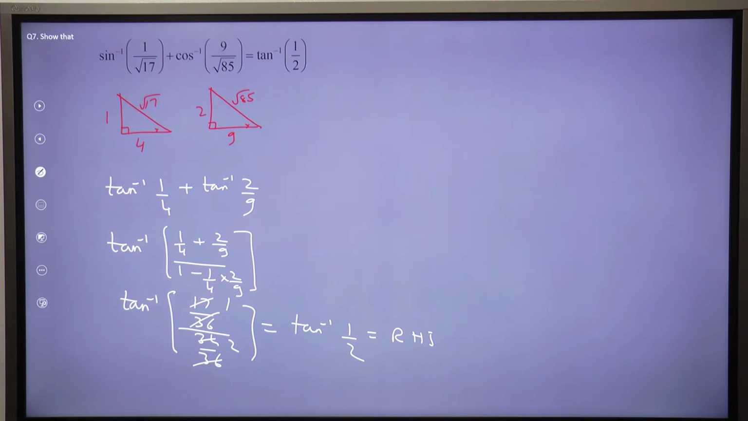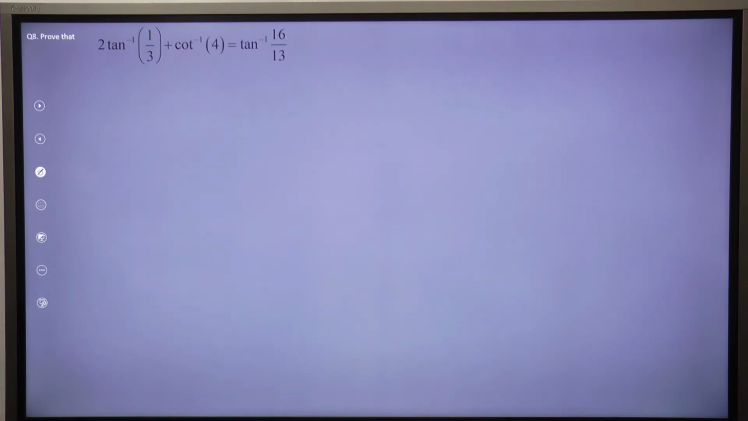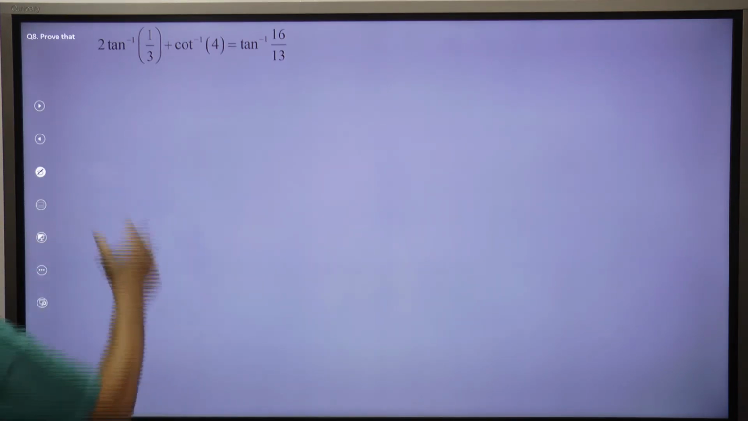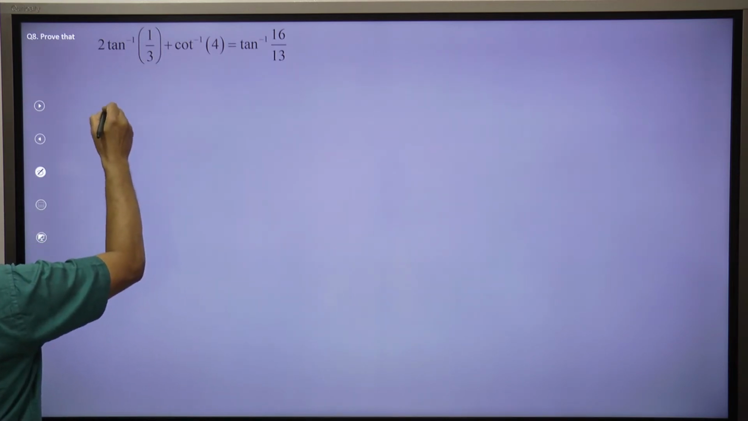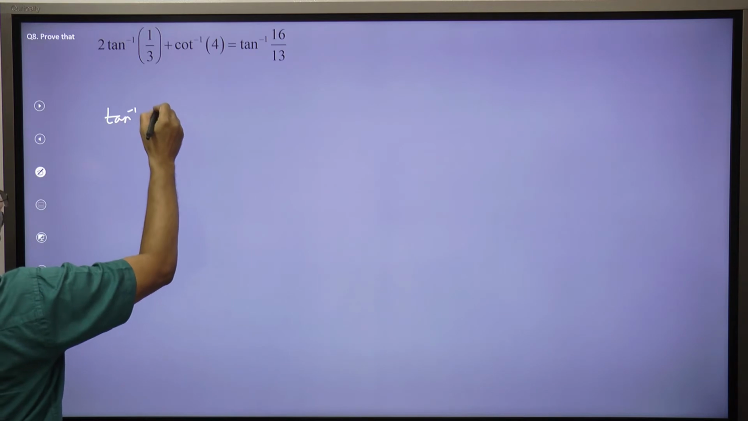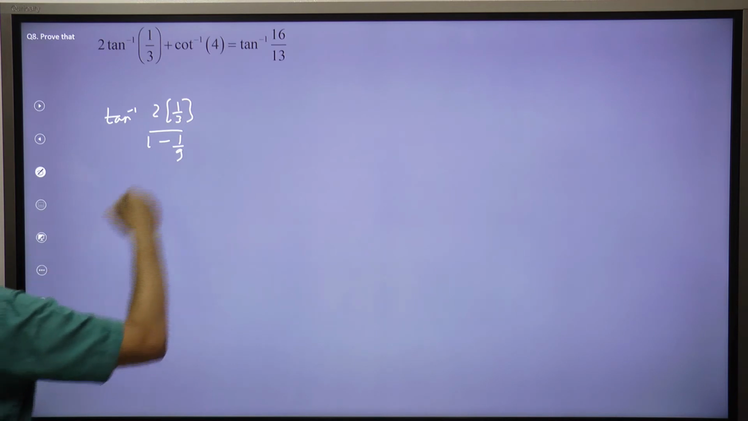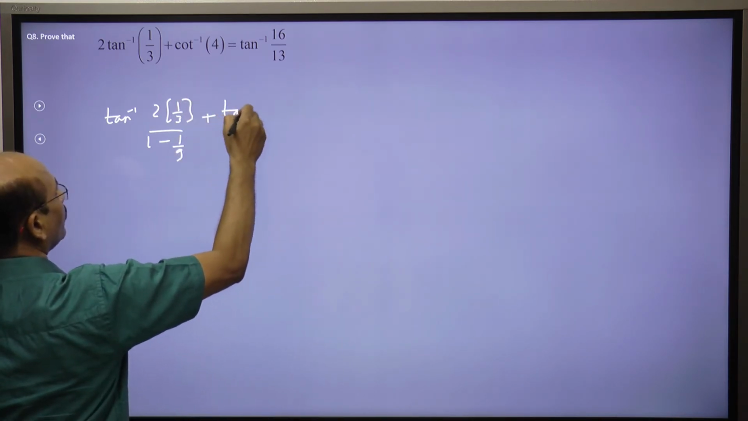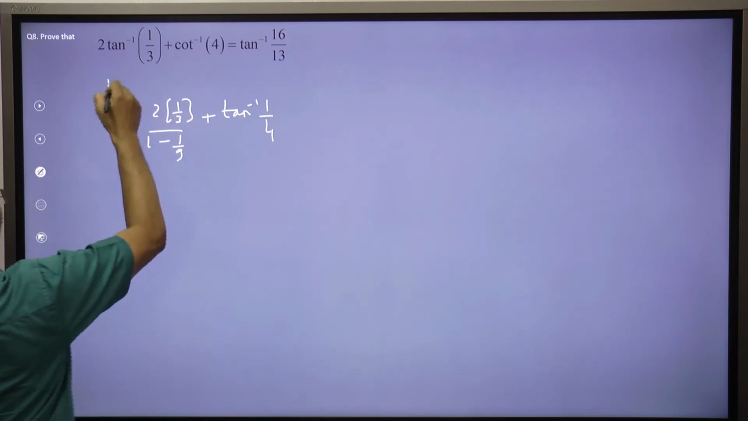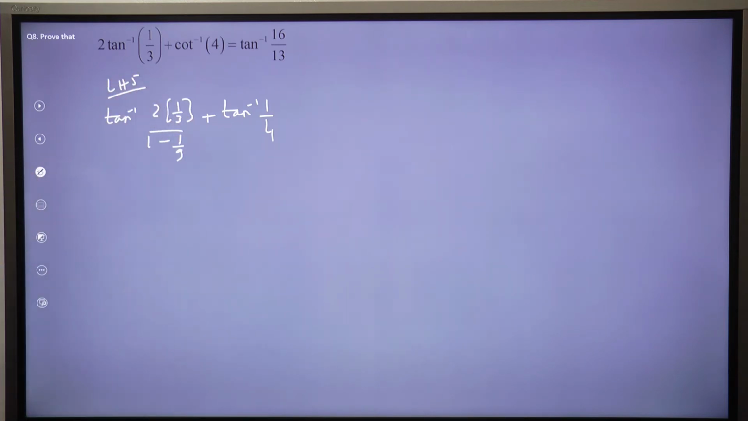Okay guys, let us take the next question now. 2 tan inverse 1 upon 3 plus cot inverse 4 equal to tan inverse 16 by 13. So, let us work on this. Once again I have to prove tan inverse, so I can convert this to tan inverse. So this will become tan inverse 2x upon 1 minus x square plus tan inverse 1 by 4. I am talking about the LHS. Now, let us see what happens here.